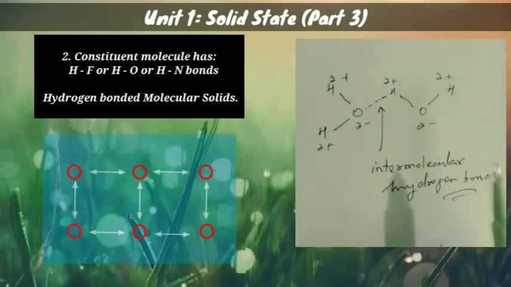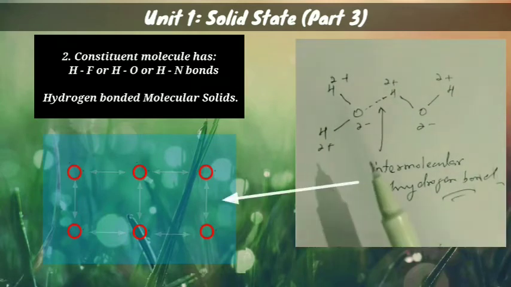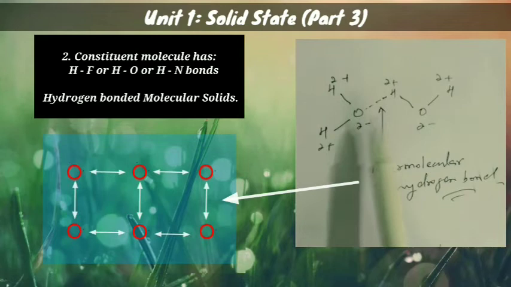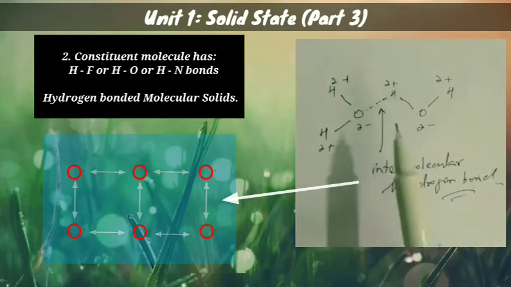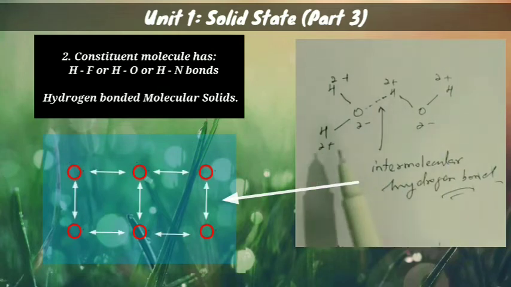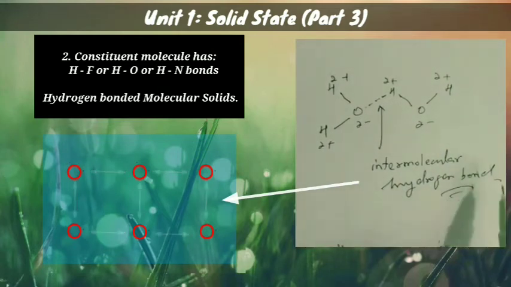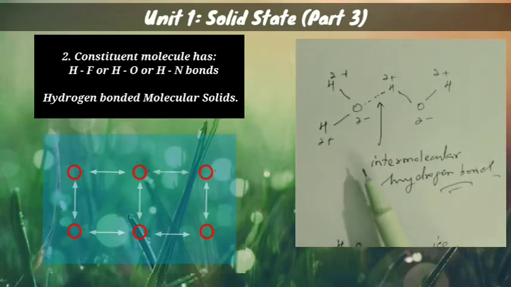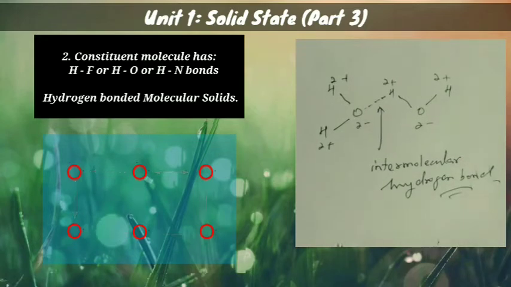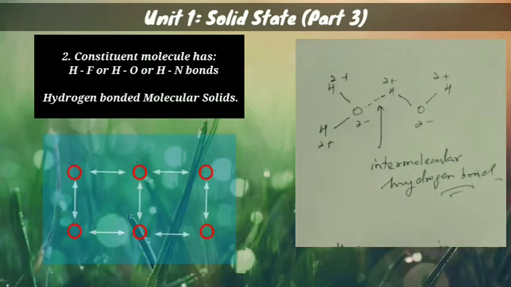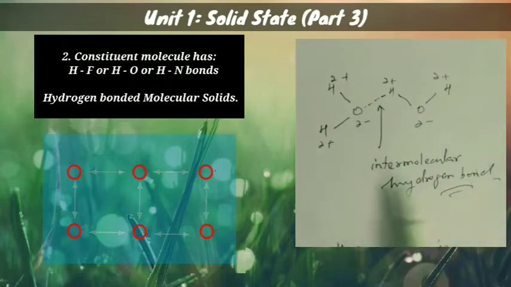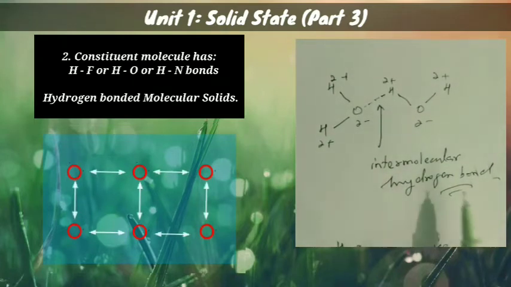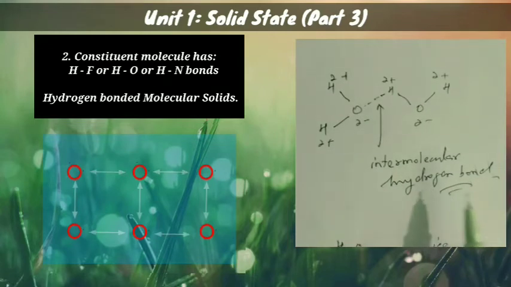So from the above discussion we have understood that the intermolecular force of attraction between the constituent molecules in hydrogen bonded molecular solids is the intermolecular hydrogen bond. But the intermolecular hydrogen bond is stronger than the dipole-dipole interaction and also the London dispersion force. That's why the stronger hydrogen bonding binds the molecules of such a solid like water, which is actually ice.